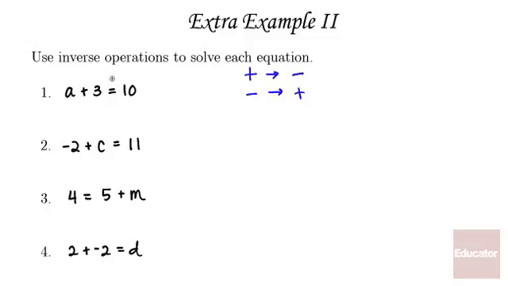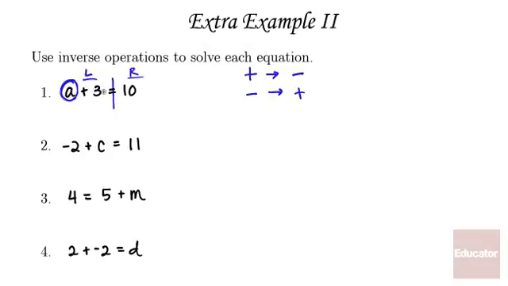So I'm just going to draw a line just to split my two sides, my left side and my right side. Now I want to solve for this variable a. So I want to keep going until I have a all by itself on the left side. Since I want this to be by itself, I have to get rid of this number here.